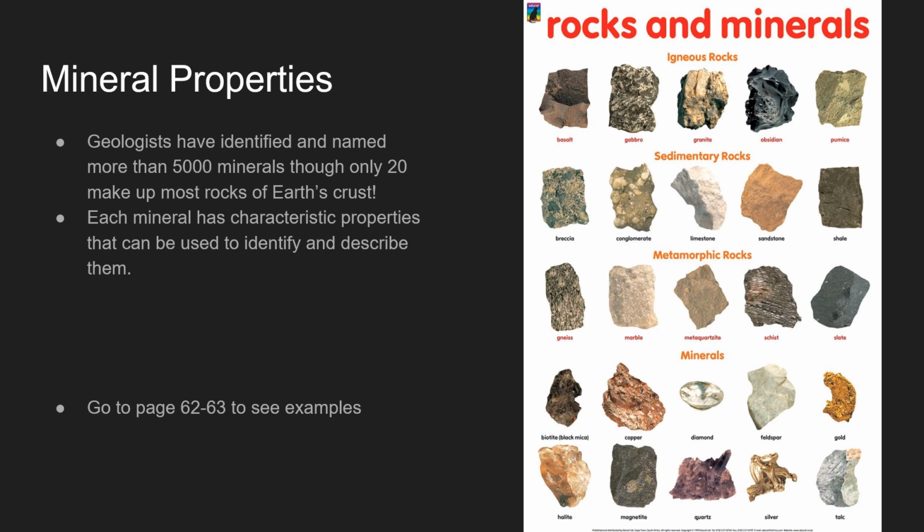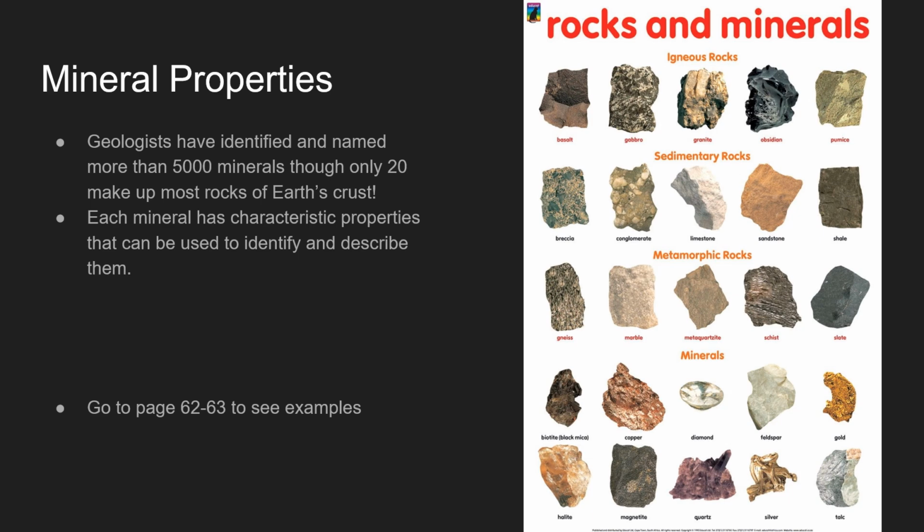Mineral properties. Geologists have identified and named more than 5,000 minerals, though only about 20 make up most rocks of Earth's crust. Each mineral has characteristic properties that can be used to identify and describe them. We're going to go to page 62 and 63 to see some examples. We are also going to talk about the different ways that we can identify them.